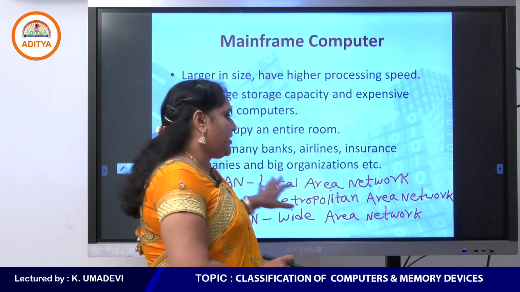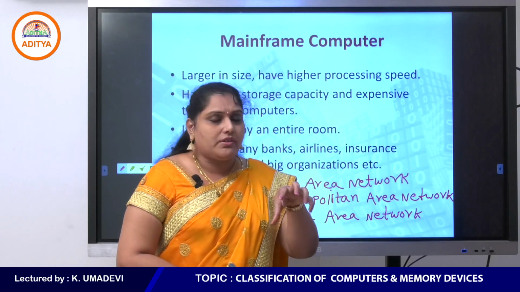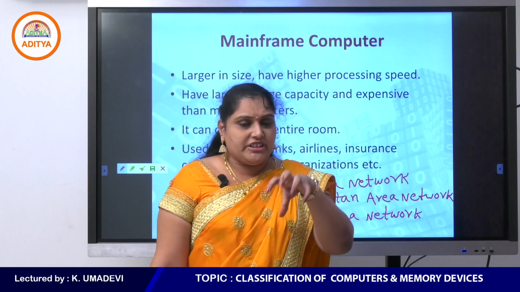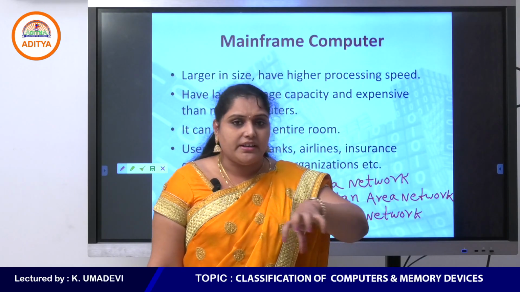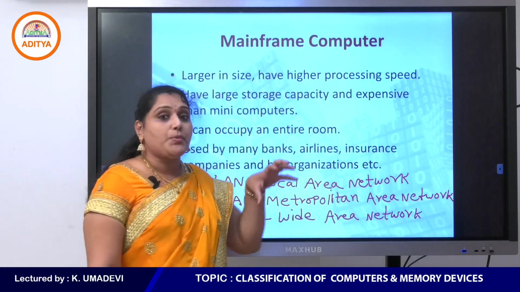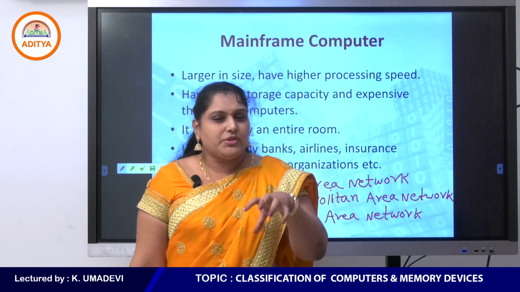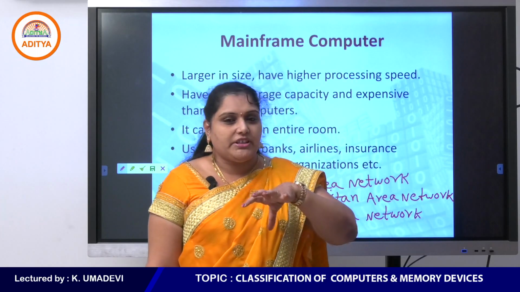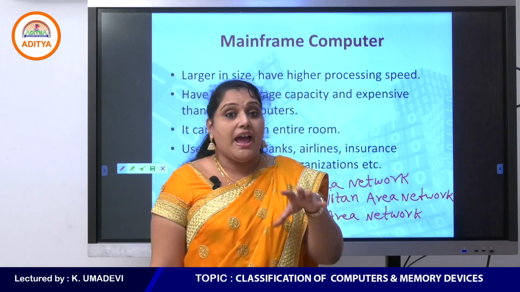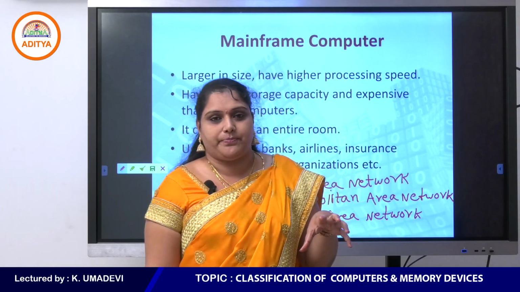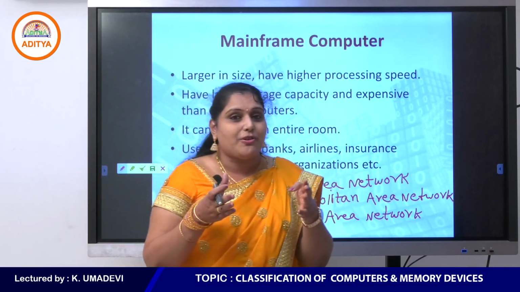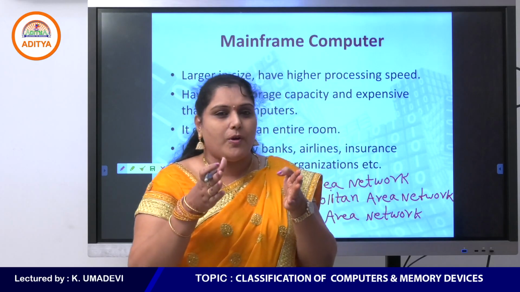So LAN, local area network. These are connected within a limited geographical area, that is, within a building or within a limited area. So MAN, metropolitan area network. These are connected, for example, telephone lines connected within the city. WAN, wide area network. These are connected worldwide. That means a collection of LANs and MANs forms a WAN.